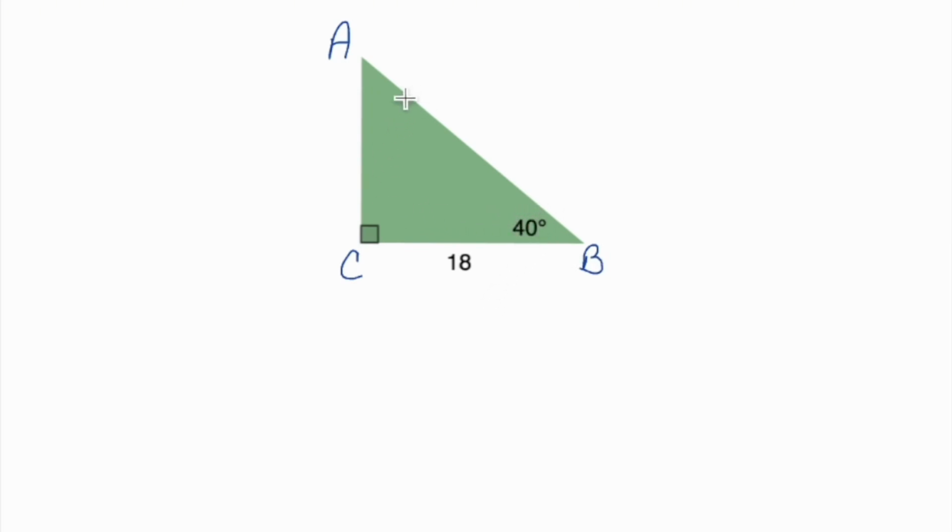So let's do the easy one first. All three angles in a triangle have to add up to 180 degrees. So this one here is 90, 40. Obviously, this last angle here is going to be 50 degrees.